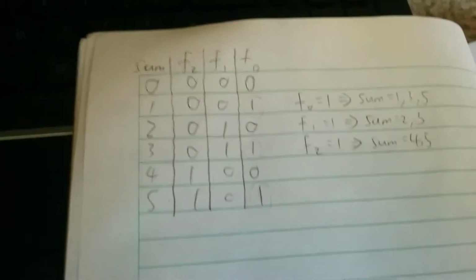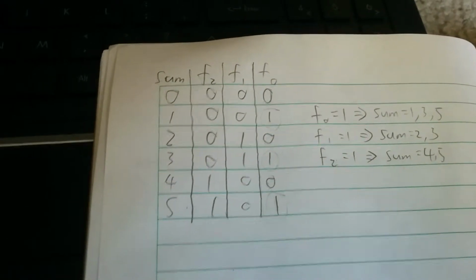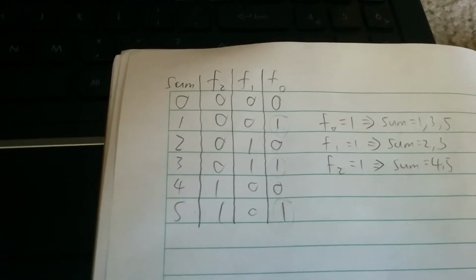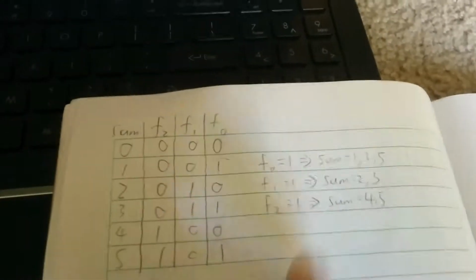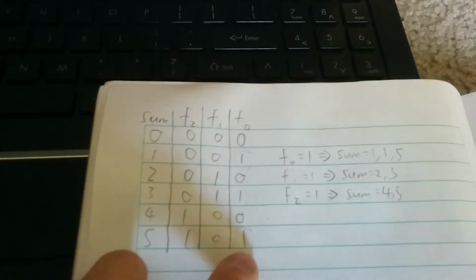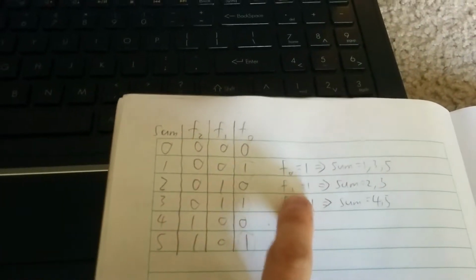Okay, so let me first introduce the first approach. For this approach, firstly we need to correspond the sum of the five inputs to the 3 bits binary numbers that we want. Then I find that if I want f0 to be 1, the sum should be 1, 3, and 5, right? And the same as f1 and f2.